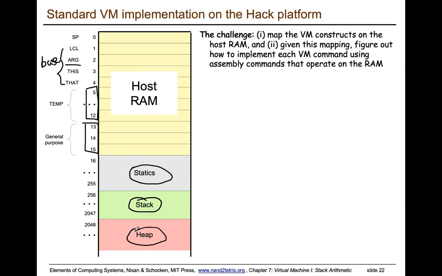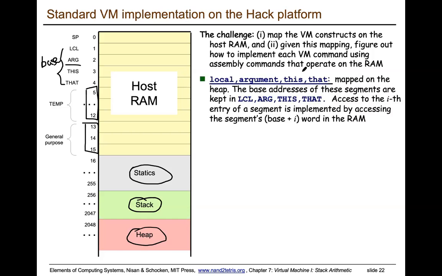So now let us see how we map the segments. How do we map the segments into the host RAM? And then, given this map, how do we implement our VM commands using assembly commands that operate on the RAM? So these are two challenging things. We will do the first, and then I will give you some exercises in the class for the second challenge. So how do we map?